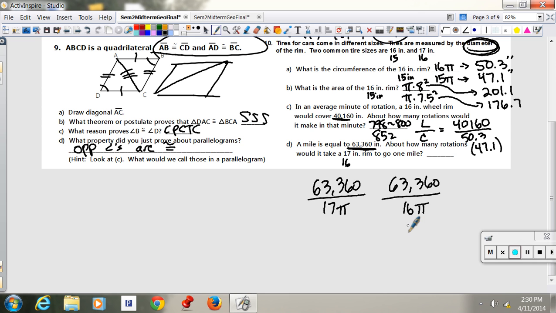And this one was 1,260 rotations, rounded off. It was like 1,259 something. And this one was 1,187 rounded off. So those are the number of rotations. That was number 10. Let's go to 11.